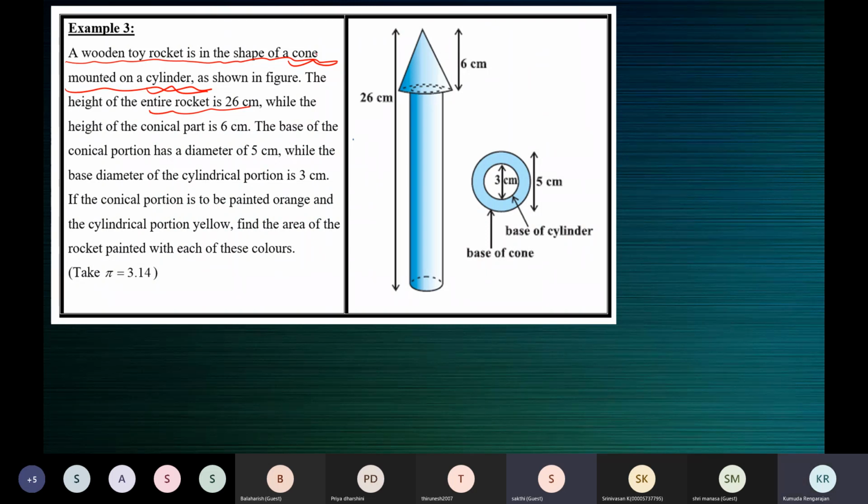On the top here, the circular portion of the cylinder does not coincide with the circular portion of the cone, because the diameter of the conical part is 5 centimeters, but the diameter of the cylindrical part is only 3 centimeters. This one is 3. See here on the top.